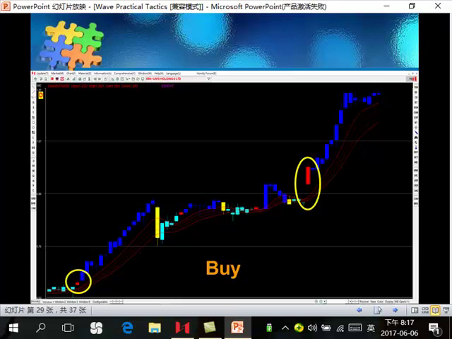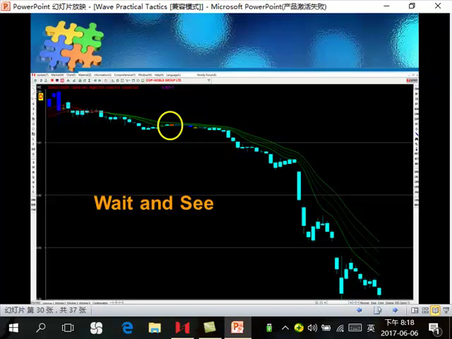Then we can see this one. If you see the green band, and even if you see the red candlestick appears, buy or not, you should see the closing price is above the green band or below the green band. Below the green band, here we buy or not? No, just keep it, okay? Wait and see.